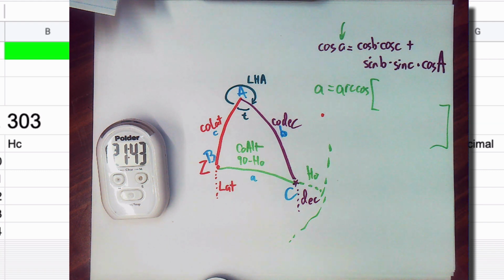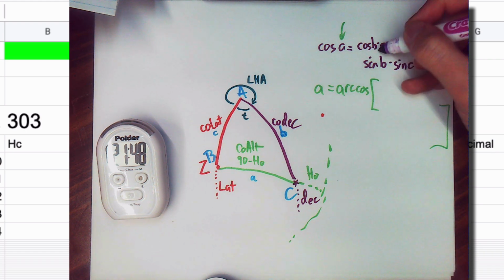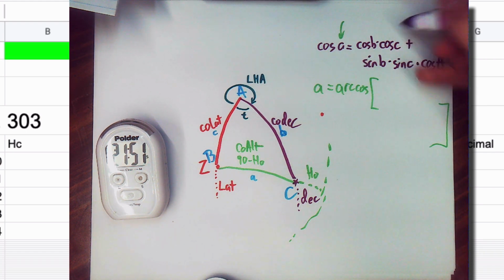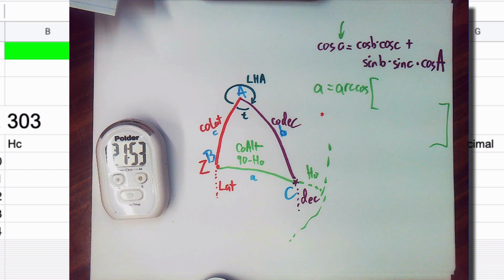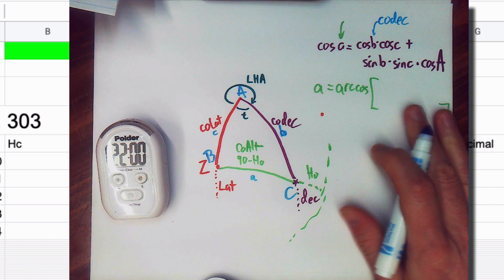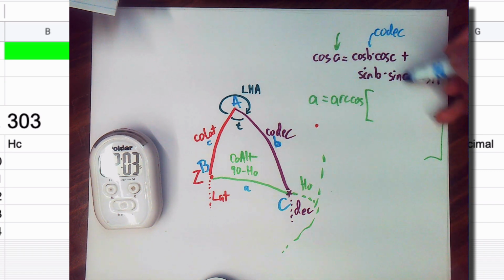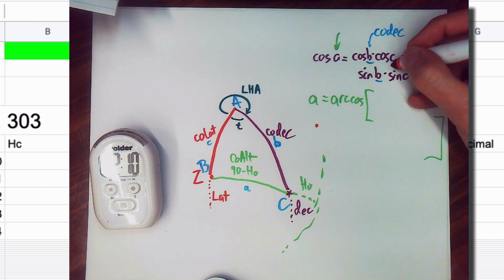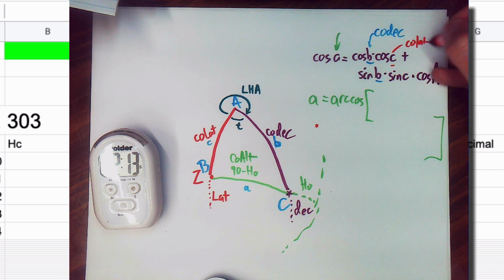And now what we're going to do is translate that using the letters A, B, and C. Every time we see lowercase b, that's CoDec. I should probably do this in another color. That's there and there. Every time we see lowercase c, that's CoAlt. All right, there and there. And then capital letter A, that's actually our LHA.